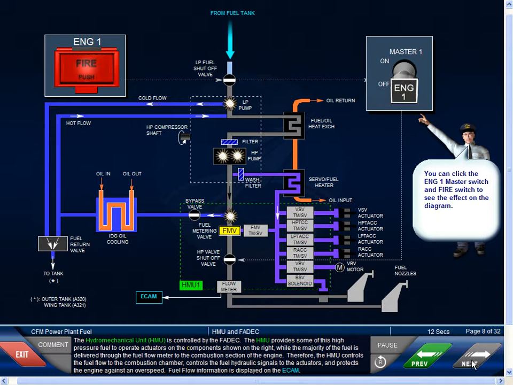Therefore, the HMU controls the fuel flow to the combustion chamber, controls the fuel hydraulic signals to the actuators, and protects the engine against an overspeed. Fuel flow information is displayed on the ECAM.